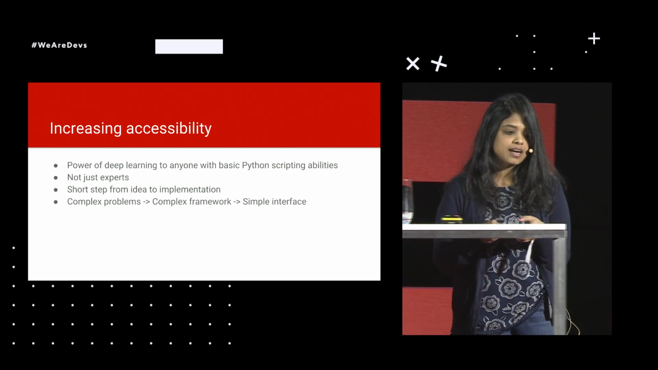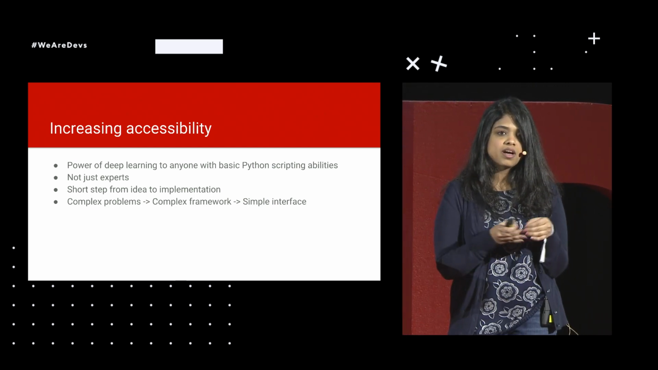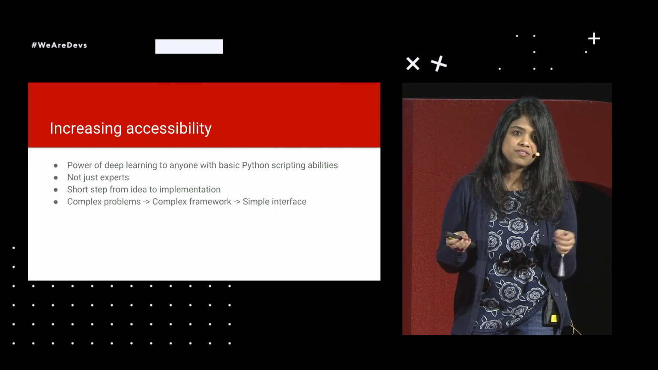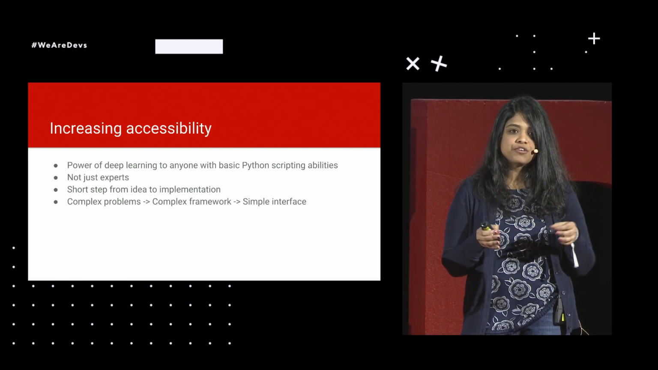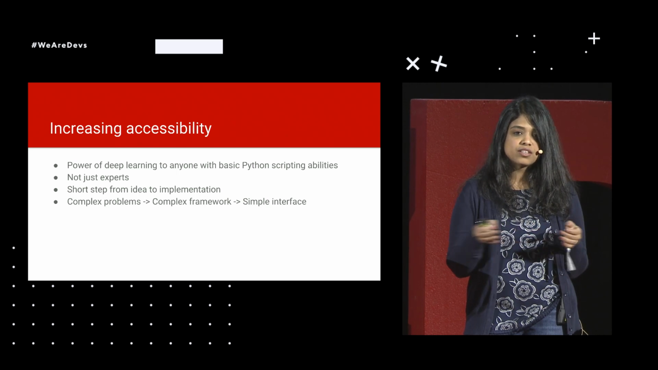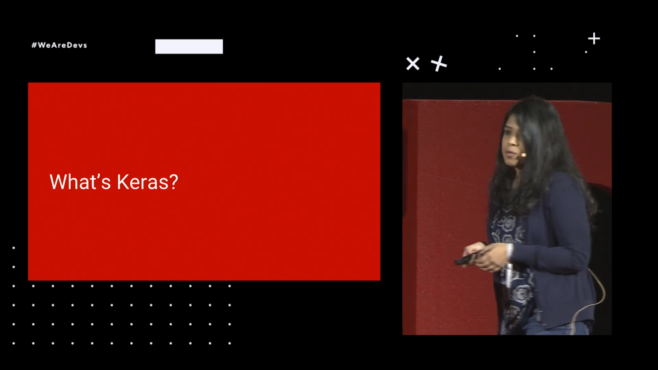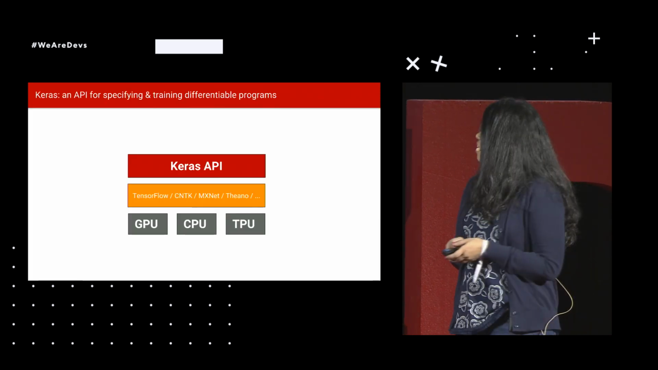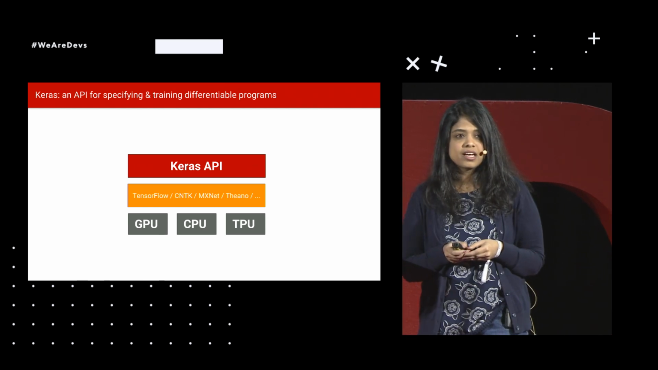So the idea is that deep learning as a concept is very simple, but the kind of problems that it can solve are complex. And a good library, a good API, should reflect the ideas and not the complexity of the problems. So what is Keras? Keras is a high-level neural networks API.